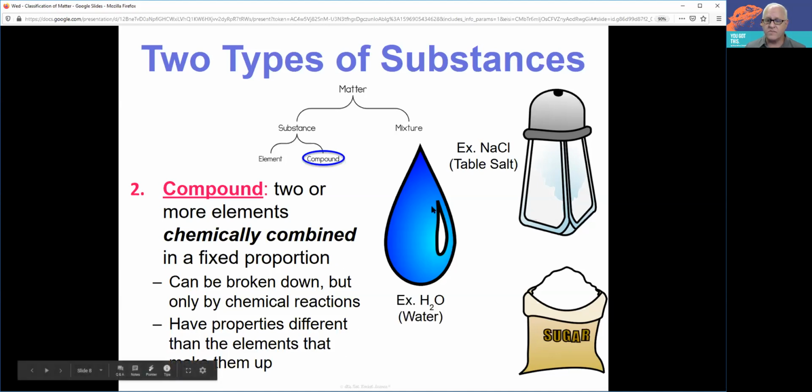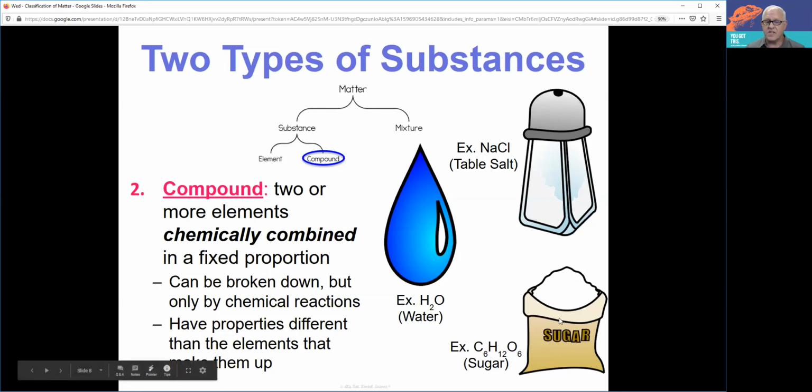Water is also a compound. Water is a compound of hydrogen and oxygen, but it takes two hydrogen atoms and one oxygen atom to form water. And what's interesting about water is all of the water that has ever existed on Earth or will ever exist on Earth is already here.